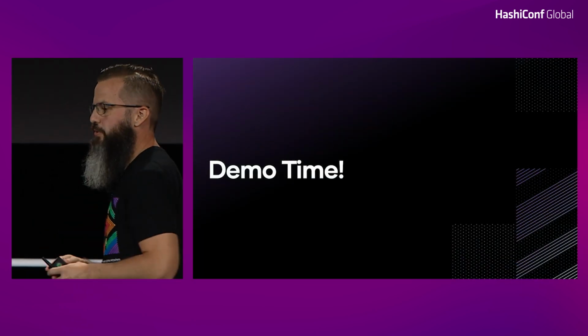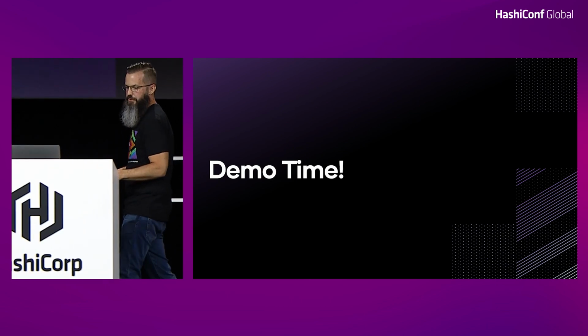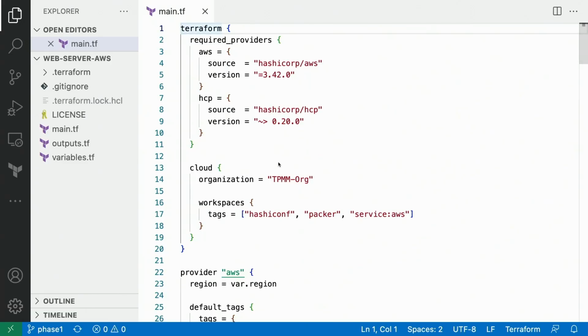So we are going to transition into our demo environment here so that we can see some of these things live and in action. The first thing that we're going to start off with here is a Terraform configuration that creates a very simple web server living in AWS.